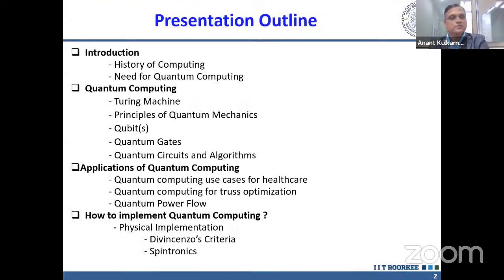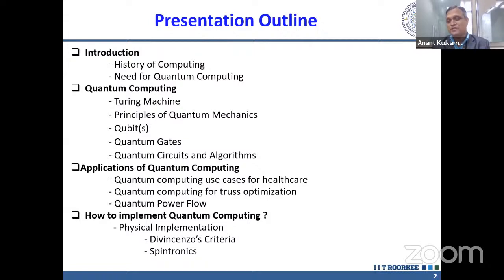Before I start, I would like to introduce you to the presentation outline. I will begin with an introduction, covering the history of computing and why there is a need for quantum computing. What will happen if we don't think of quantum computing, we will also discuss. Since many experts would have spoken about quantum computing, I will speak briefly on it.